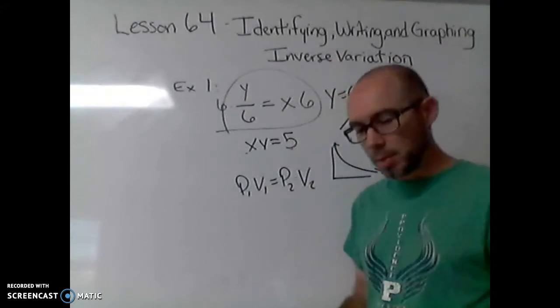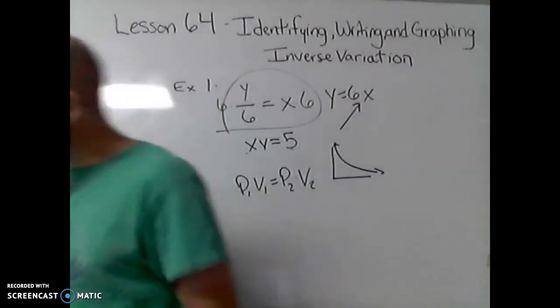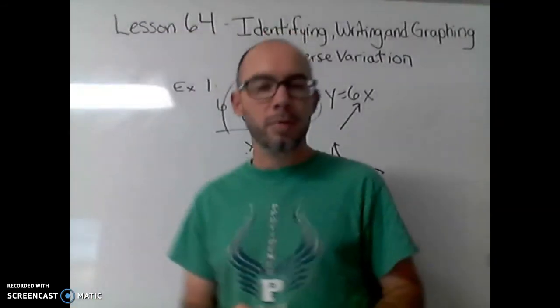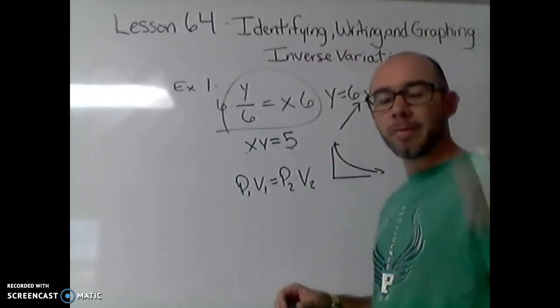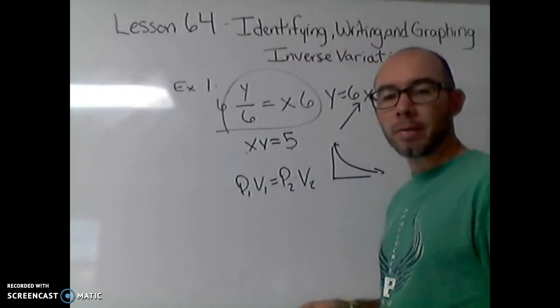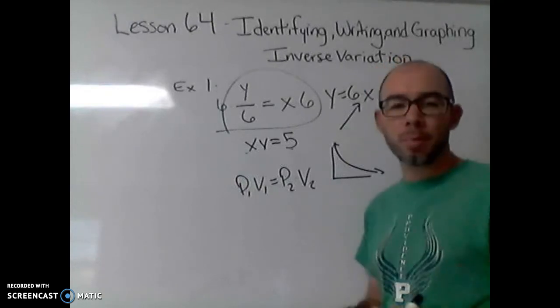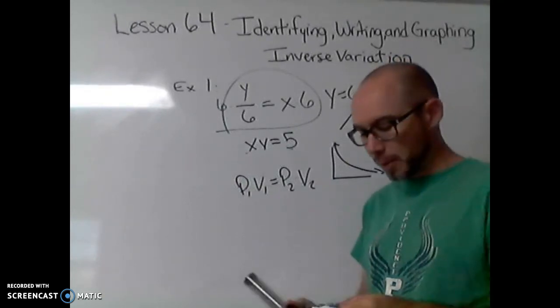In the book, they mention this, what do they call it? A product rule for inverse variations. And they say, let's look at a before and an after kind of event. And the P stands for pressure and the V stands for volume.